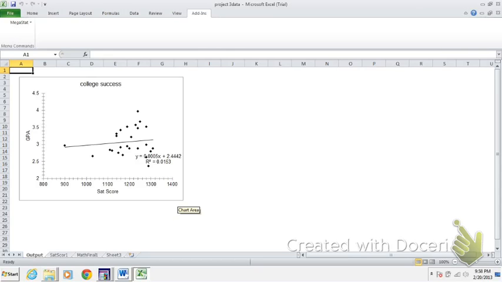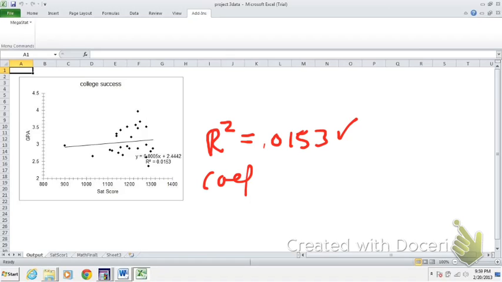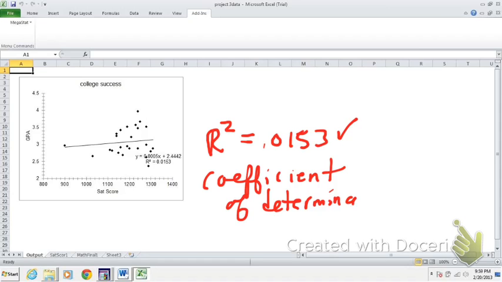Okay, so now, and you guys, remember, you can just right-click and copy-paste this into your Word document. But I'm going to write all the key information here right beside it. So notice that it says r squared is equal to 0.0153. We're going to need that really soon. That's called the coefficient of determination. So I'm just going to note to self, coefficient of determination.